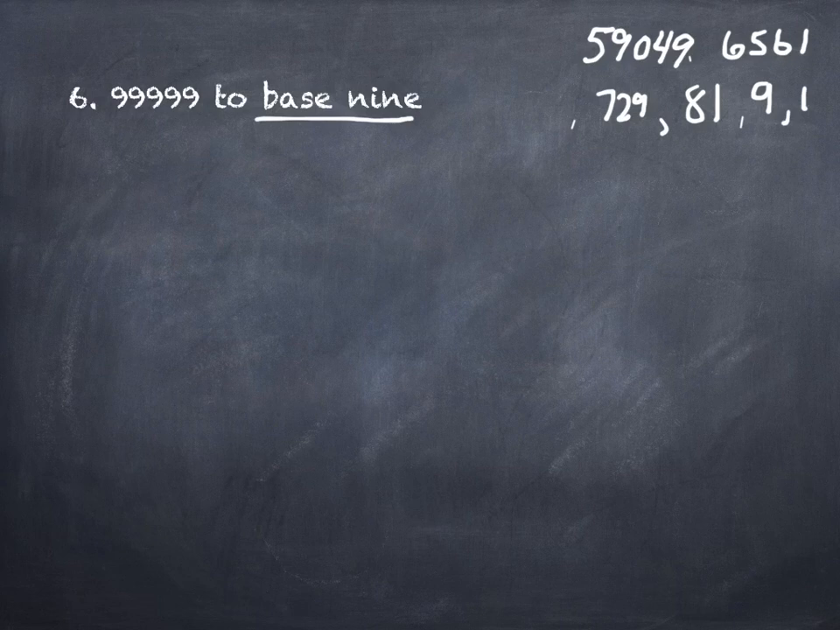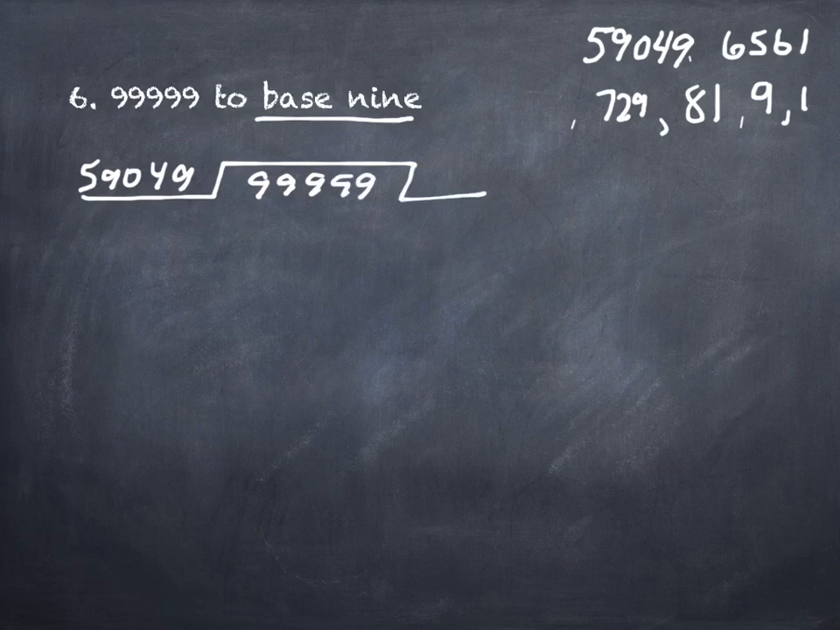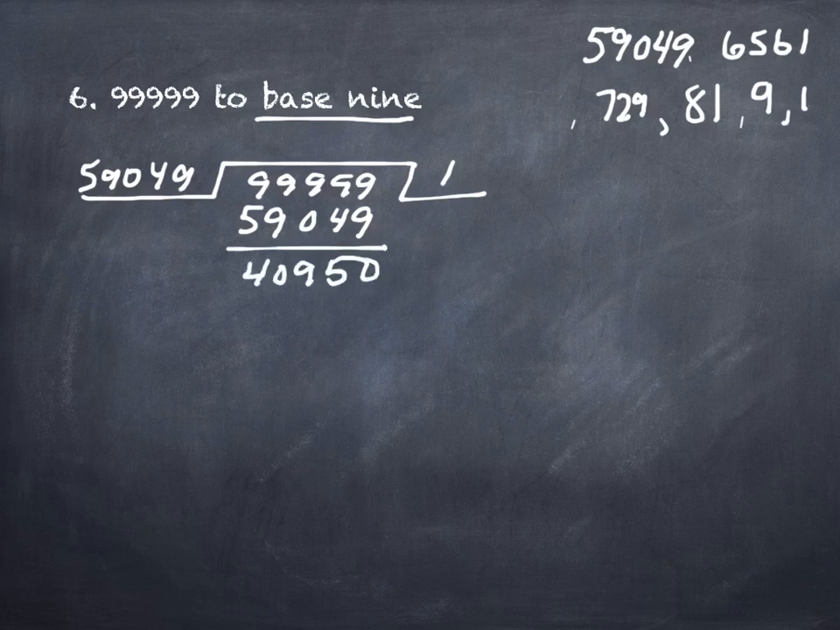So I'm going to take that 59,049 and divide it into 99,999. It goes in one time, so then we will subtract 59,049. And 99,999 minus 59,049 is 40,950.